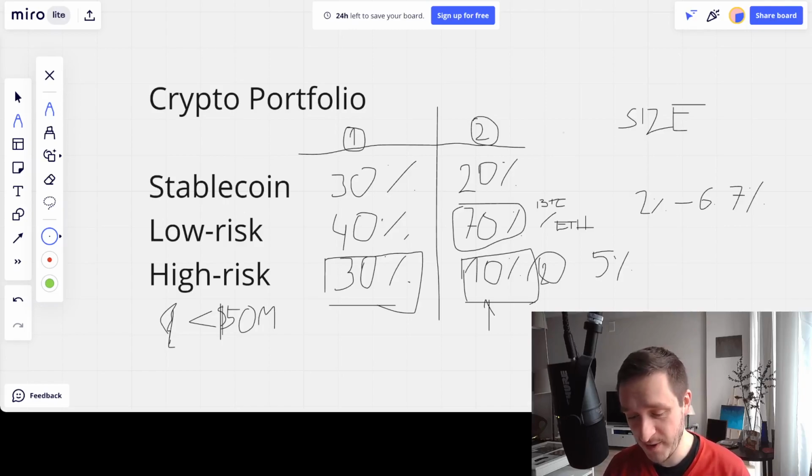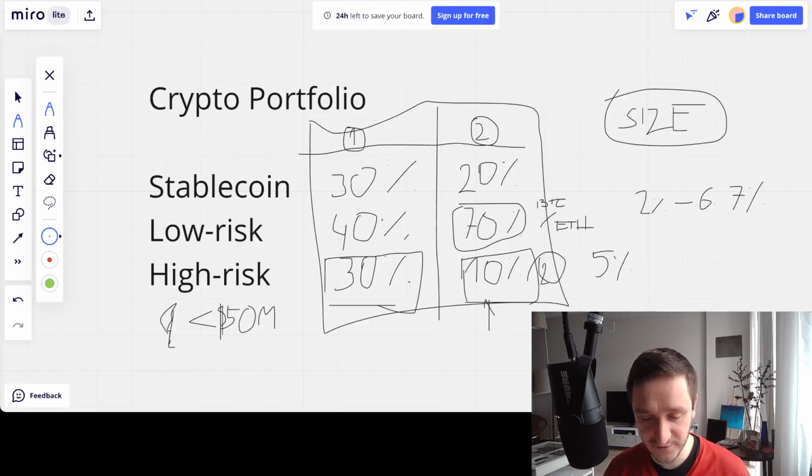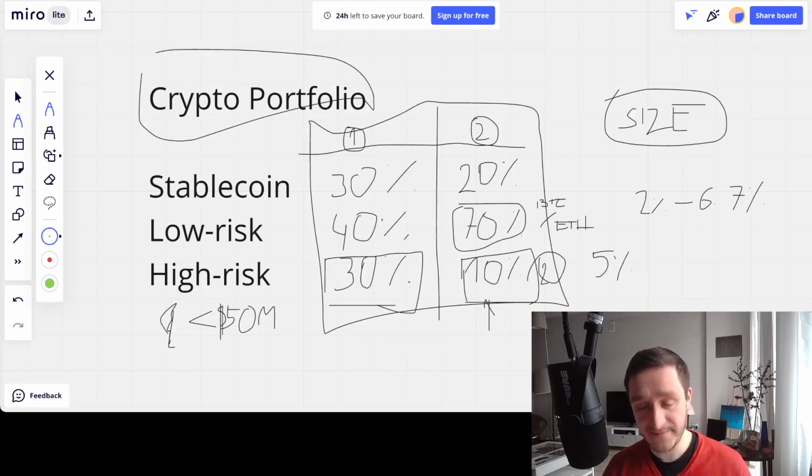So always remember that you should really think about the size and also think about those different percentages for building your crypto portfolio. That's all for building your crypto portfolio.